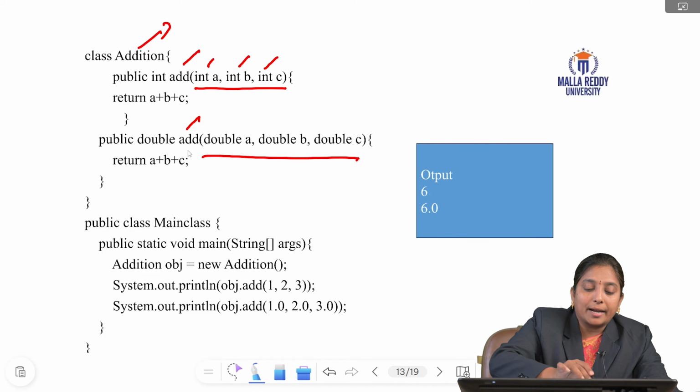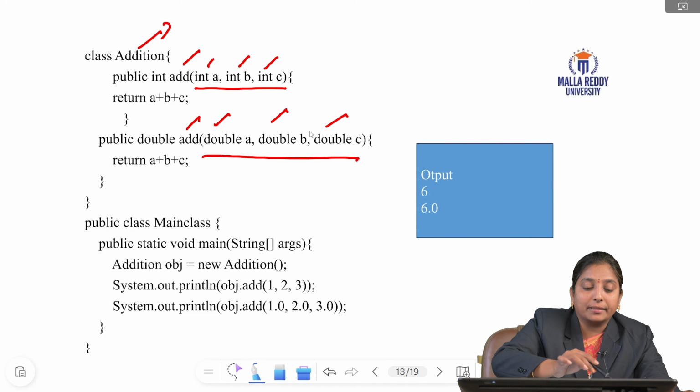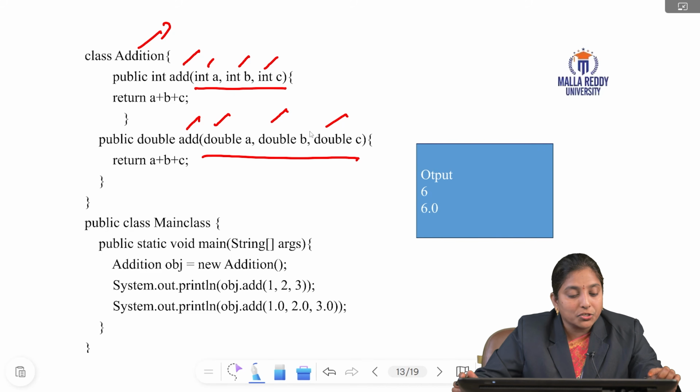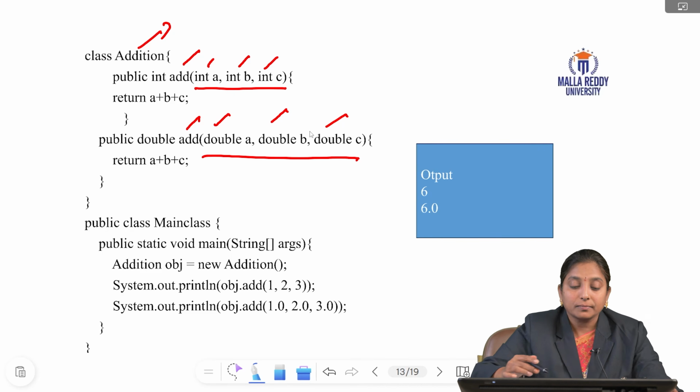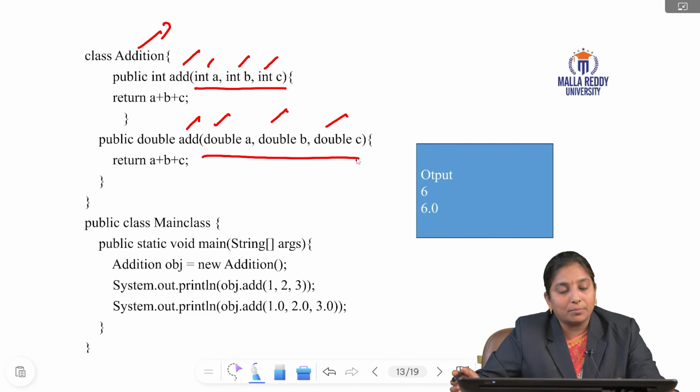Coming to the second add method, the return type is double and it also contains three parameters: double a, double b, double c. Here in method overloading, method names are the same and parameters are different. This program demonstrates the addition of 3 integers and the addition of 3 double numbers.